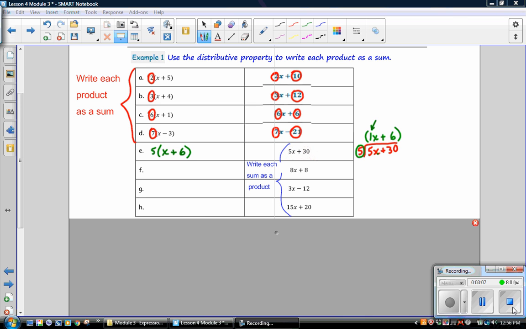You can also double check to make sure that's right by multiplying it back out. 5 times x is 5x, and 5 times 6 is 30.